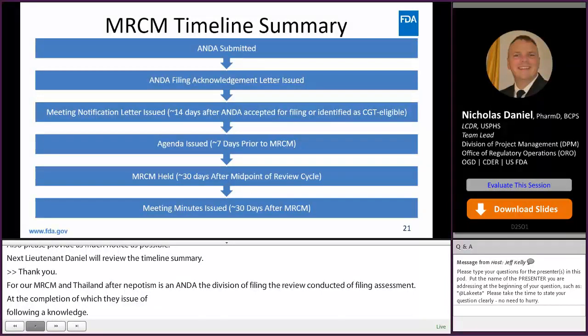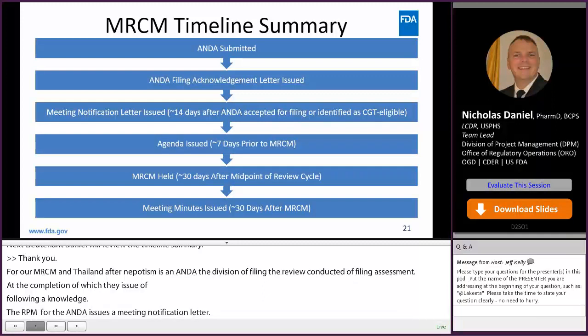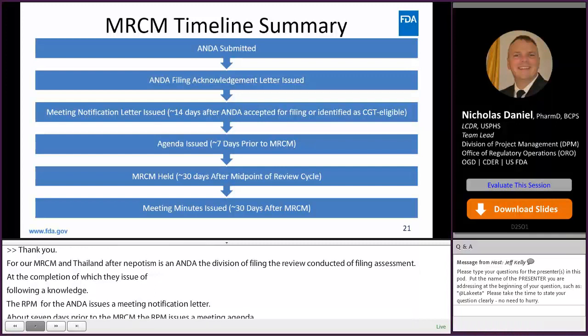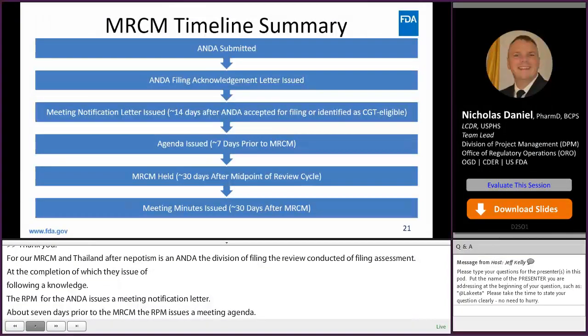And then, about 7 days prior to the MRCM, the RPM issues a meeting agenda. The MRCM will be held about 30 days after the midpoint of the review cycle. And then 30 days after the MRCM, the RPM will issue the meeting minutes.